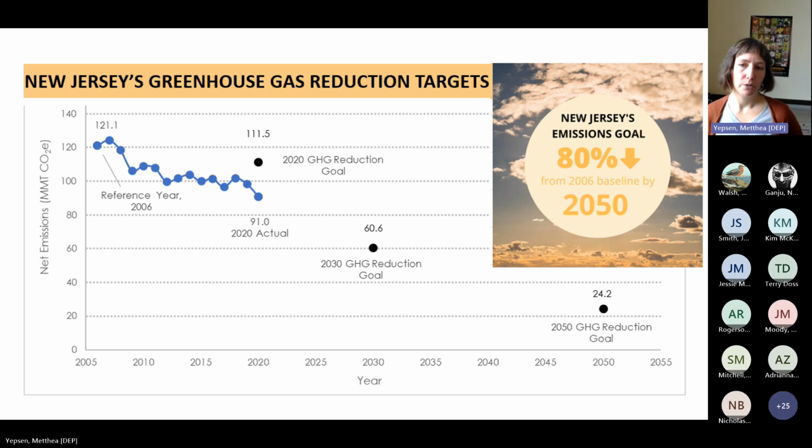In the fall of 2020, New Jersey issued the 80 by 50 report, which outlines pathways and recommendations to achieving the state's greenhouse gas reduction goals. In this report, it was noted that we can't meet this 80 by 50 goal unless we also increase carbon sequestration in our natural and working lands.